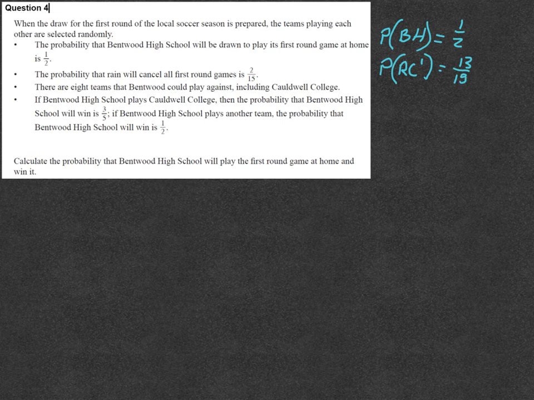We'll say that they will play the first round game and win it. There are 8 teams that Brentwood could play against, including Caldwell College. So the probability that they play Caldwell College is equal to 1/8. Therefore, the probability that they don't play Caldwell College is equal to 7/8. So remember that. And then there's a couple of other probabilities there.